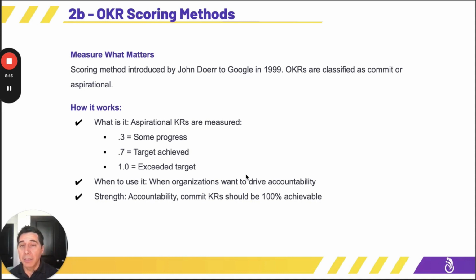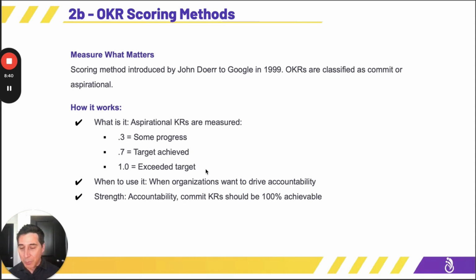Okay, and so in terms of grading for the aspirational OKRs, the grading cycle that they use here is a 0.3, meaning that we had some sort of progress, right? That we didn't hit our goal, but we did make some progress. We'll give ourselves a 0.7 if we did hit that target, right? And then we'll give ourselves a 1.0 if we exceed that target.